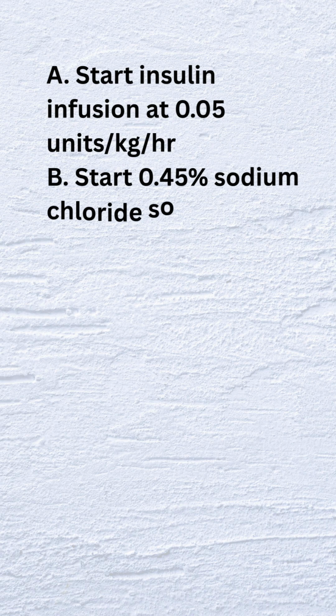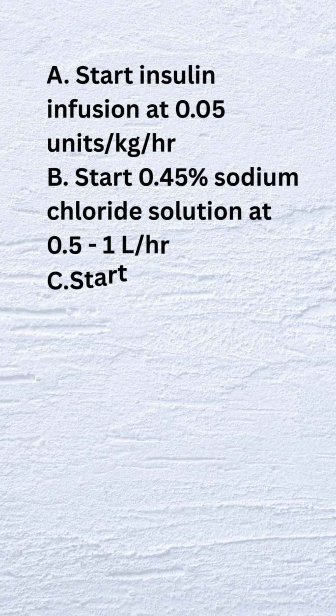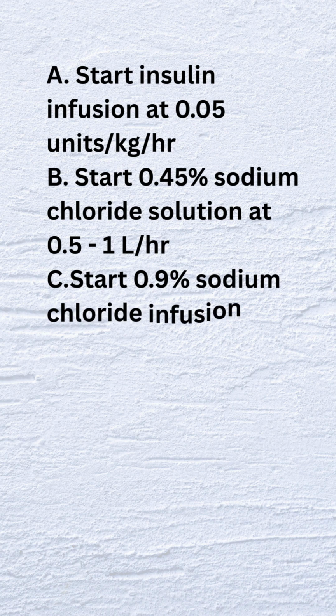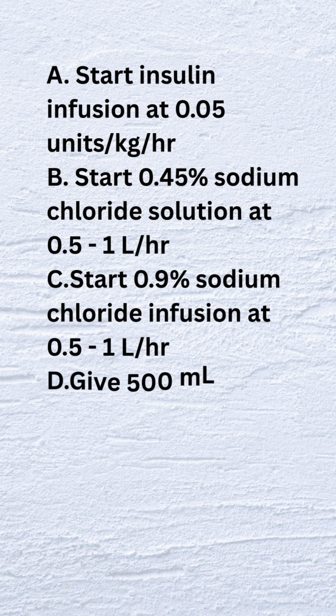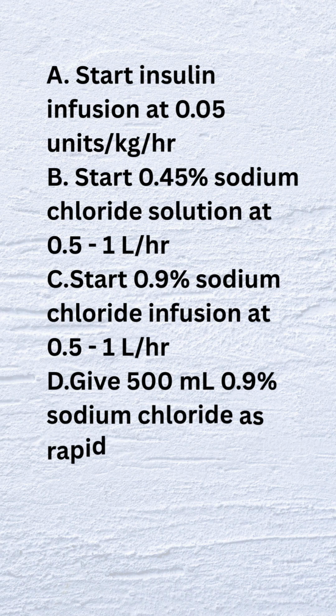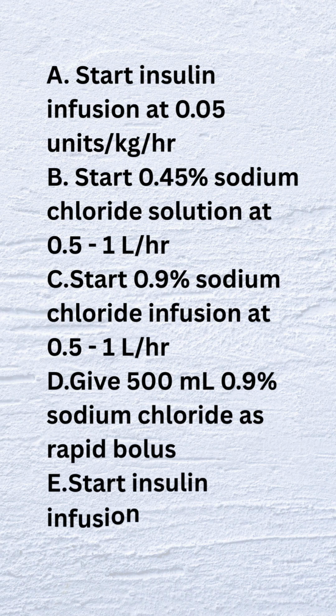A. Start insulin infusion at 0.05 units per kilogram per hour. B. Start 0.45% sodium chloride solution at 0.5 to 1 L per hour. C. Start 0.9% sodium chloride infusion at 0.5 to 1 L per hour. D. Give 500 ml 0.9% sodium chloride as rapid bolus. E. Start insulin infusion at 0.1 units per kilogram per hour.